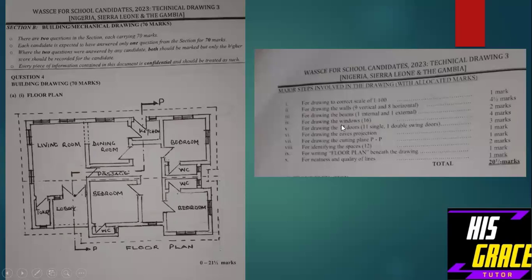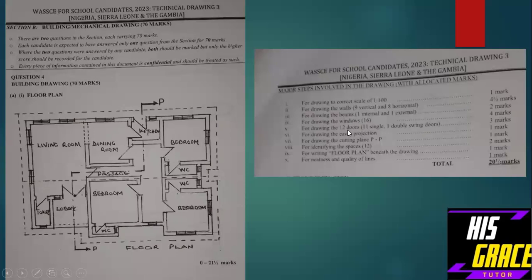And then for drawing the windows, 16 of them, 4 marks. Let's look at the number of windows. So we have 1, 2, 3, 4, 5, 6, 7, 8, 9, 10, 11, 12, 13, 14, 15, and 16. So 16 of them form the marks awarded to that.